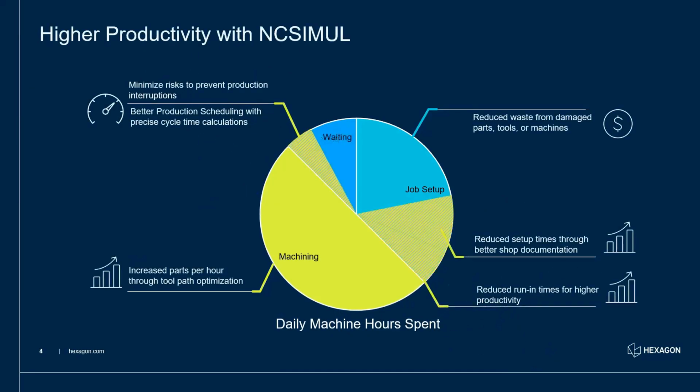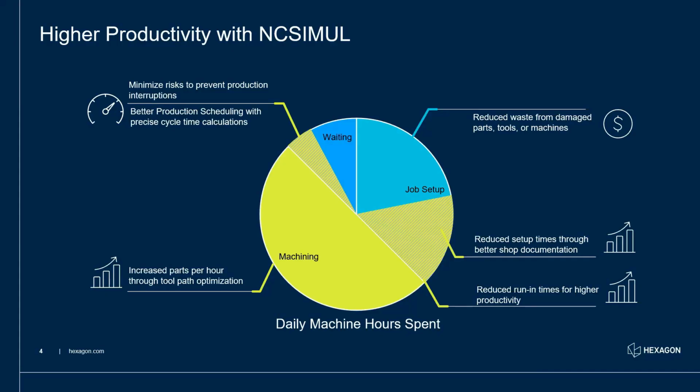But how is NC Simul going to help increase productivity? It will increase the parts per hour through toolpath optimization. NC Simul will not only validate your program, it also has an option called optimization that will definitely reduce your program cycle time. You can minimize the risk to production, because if you find errors before the real machining happens, you save a lot of time, and saving time obviously saves money as well.